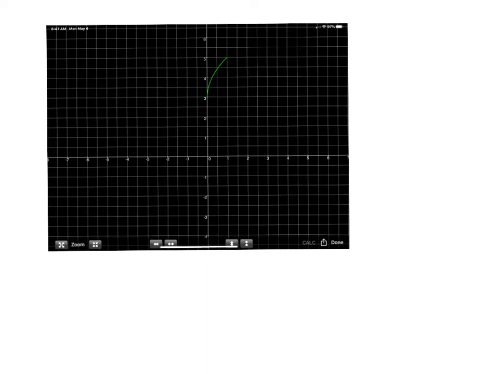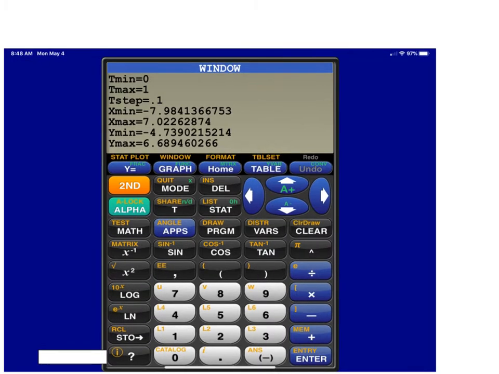Okay, I did go to mode. I turned it on to PAR. I typed in the two parametric equations, one for x and one for y. They come up together. You can't have just one, you need them both. That's the picture I saw because my window wasn't correct. So I'll show you what the window had. This was what just came up on my calculator.